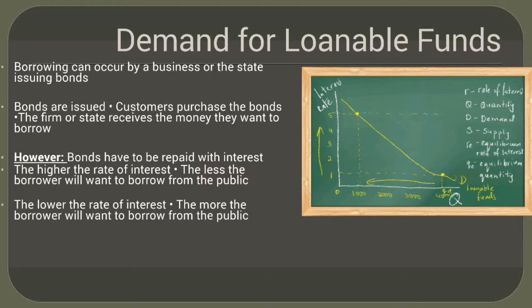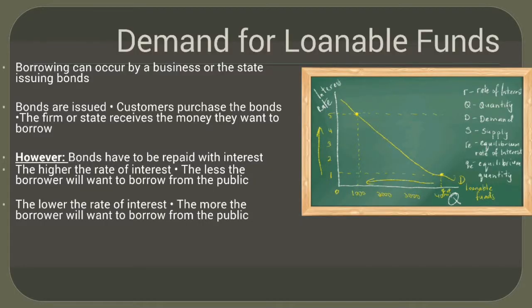So the higher the rate of interest, the more that has to be paid out when the bond has to be redeemed. The lower the rate of interest, the less that the issuer of the bond has to pay out when the bond has to be redeemed. In that case, what we can see will arise is an inverse relationship between the rate of interest and the demand for funds to borrow in the form of issuing bonds.